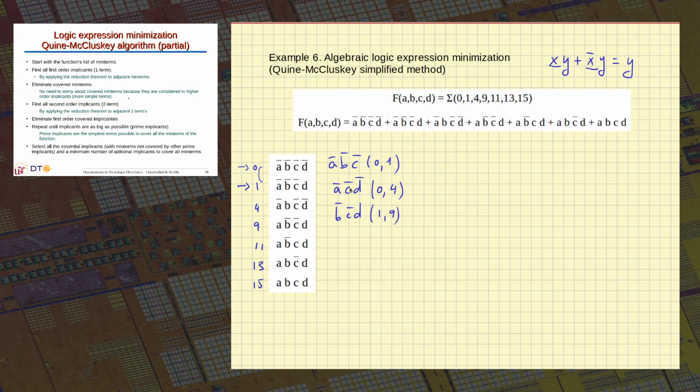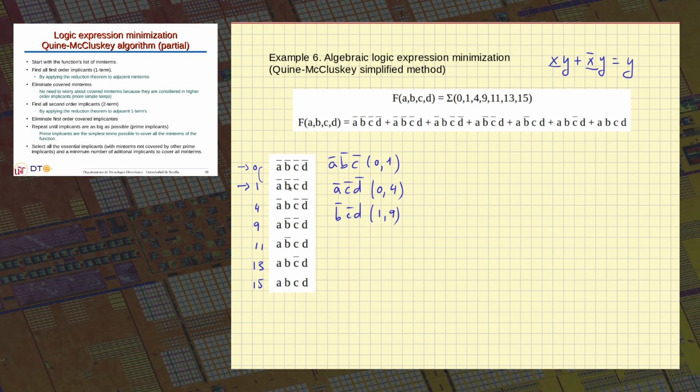All these expressions we are calculating here are called implicants, because implicants include more than one minterm, okay? And we say that this implicant covers minterm 0 and minterm 1. It's simply a way to say that this implicant is the product term that is equal to the addition of product terms, minterms 1 and 9.